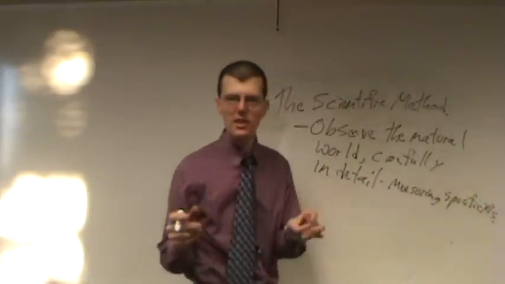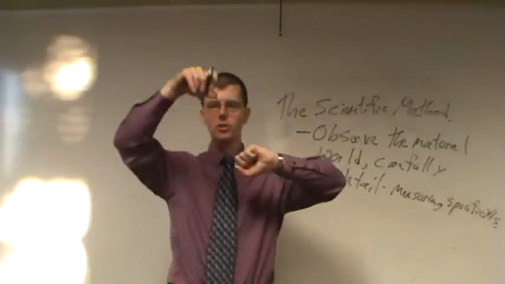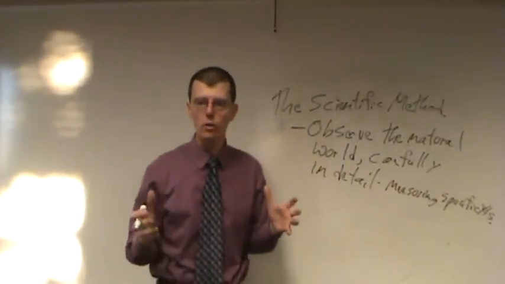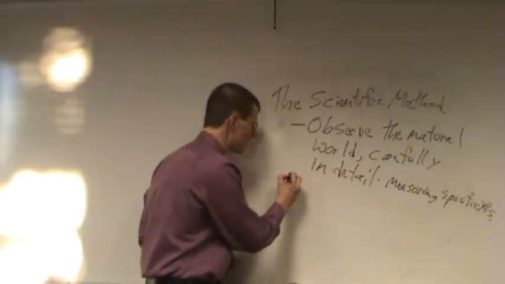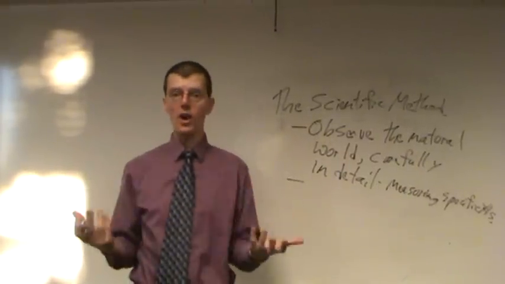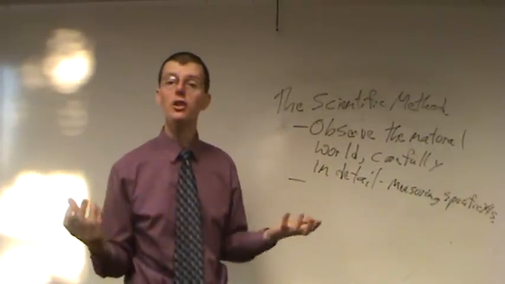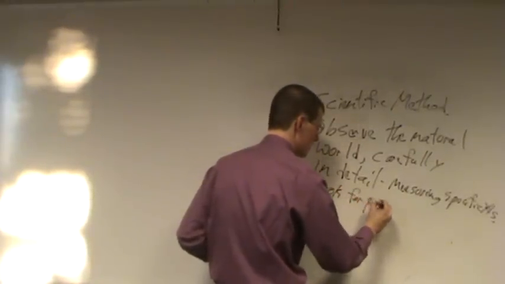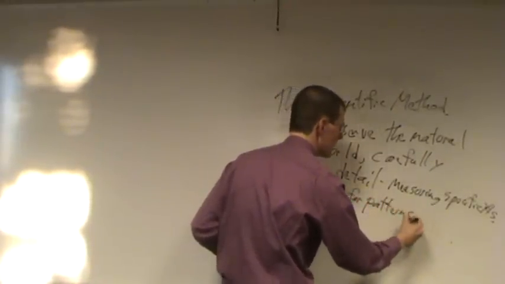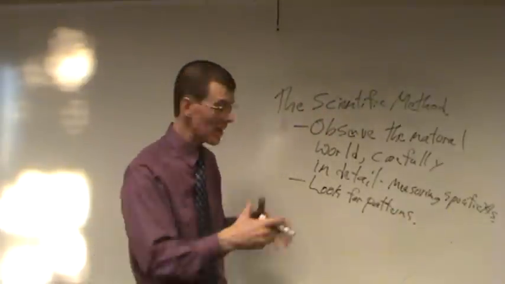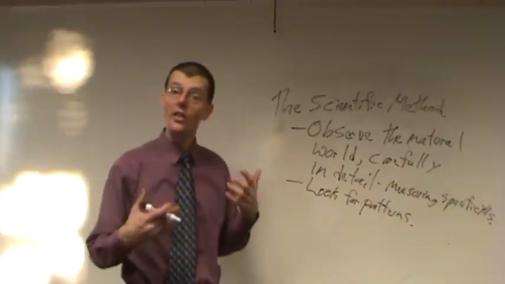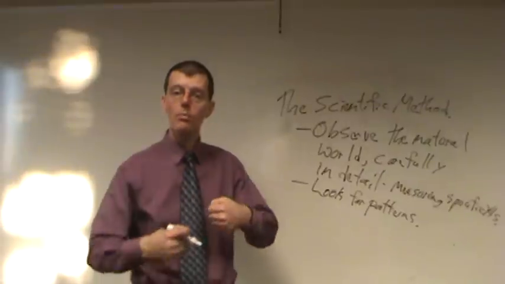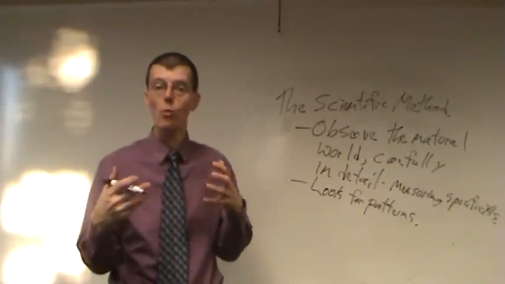Measuring specific numbers. That's absolutely vital here. I don't just observe this star is hot. I observe its exact, precise temperature. Observing the natural world is an essential part of the scientific process. Okay, we make our observation. Well, that's not enough. We observe and look for patterns. We find interesting patterns in our observations of the natural world. And then we try to understand these.